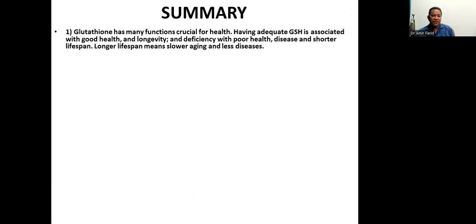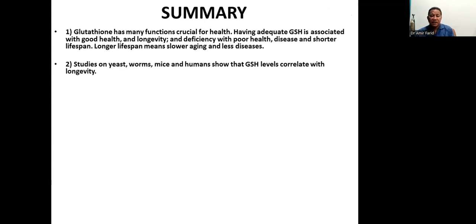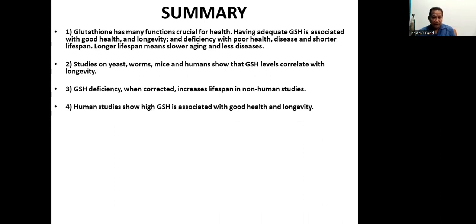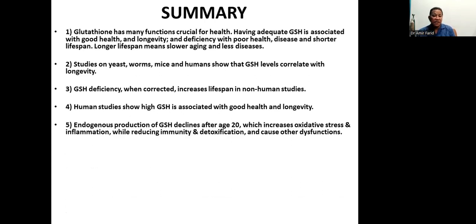Okay, in summary, glutathione has many functions crucial for health. Having adequate glutathione is associated with good health and longevity, and deficiency is associated with poor health, disease, and shorter lifespan. Longer lifespan means slower aging and fewer diseases. Studies on yeast, worms, mice, and humans show that glutathione levels correlate with longevity. Glutathione deficiency, when corrected, increases lifespan in non-human studies. Human studies show high glutathione is associated with good health and longevity.